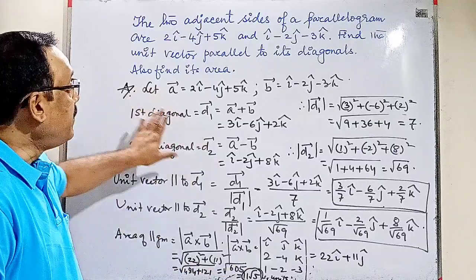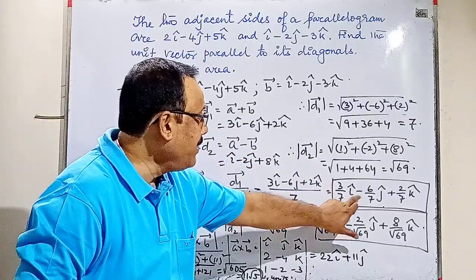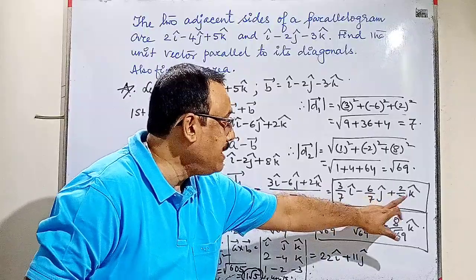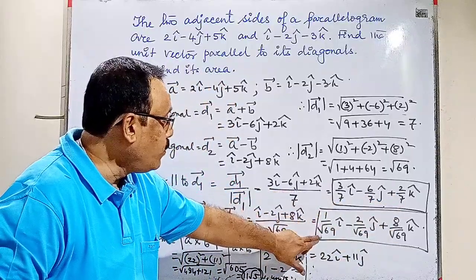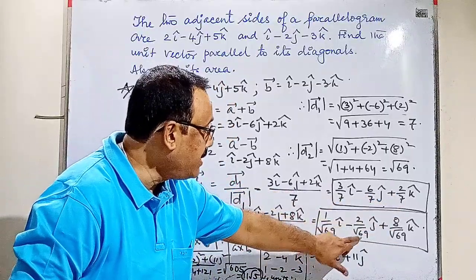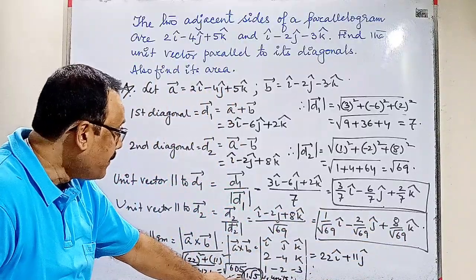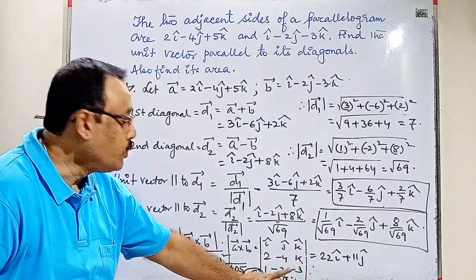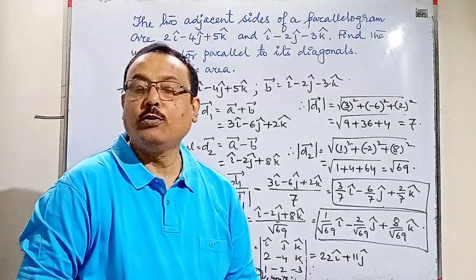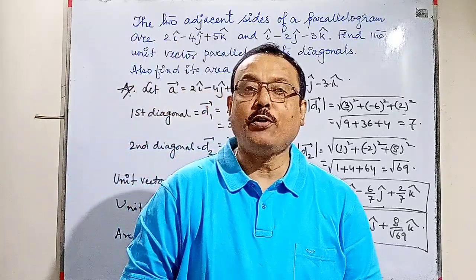So the two unit vectors are 3 by 7 i minus 6 by 7 j plus 2 by 7 k, and another one is 1 by root 69 i minus 2 by root 69 j plus 8 by root 69 k. And the area of the parallelogram will be 11 root 5 square units. Hope you have followed the method. I'll give you a similar sum for you to try.